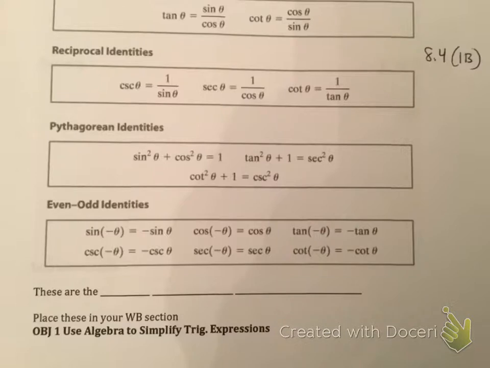The next identity that we looked at during the last chapter was the reciprocal identities. So cosecant is defined as 1 over sine, secant is defined as 1 over cosine, and cotangent is defined as 1 over tangent. And then we had the Pythagorean identities.